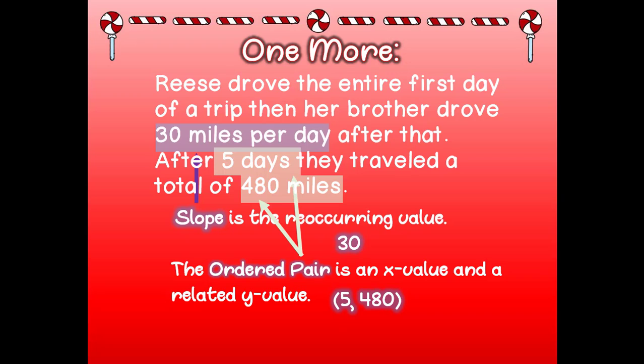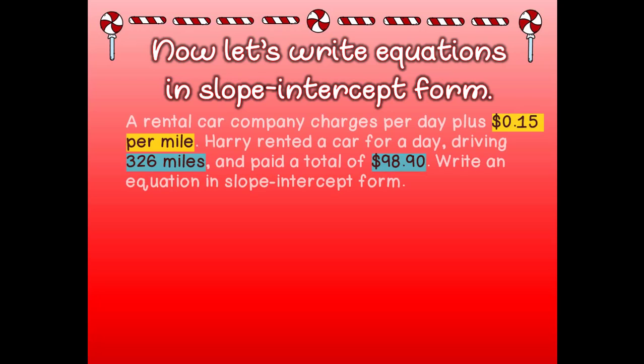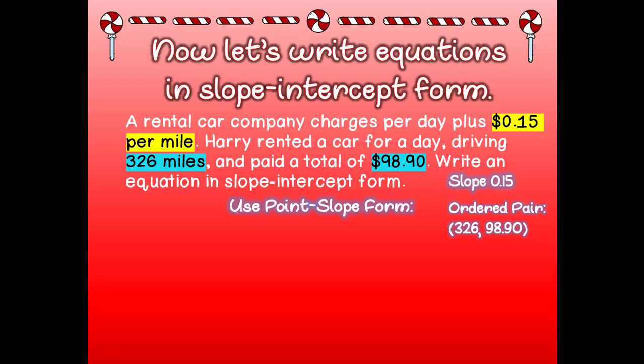Now, as always, if you have a slope and an ordered pair, you can use point slope form. So that's what we'll do. Once we identify the slope and the ordered pair in these, we can use that information to write the equation of the line. I'm going back to the rental car company question that we already looked at. The rental car company charges 15 cents per mile, and driving 326 miles cost $98.90. So we already said the slope is 15 cents, and the ordered pair would be (326, 98.90).